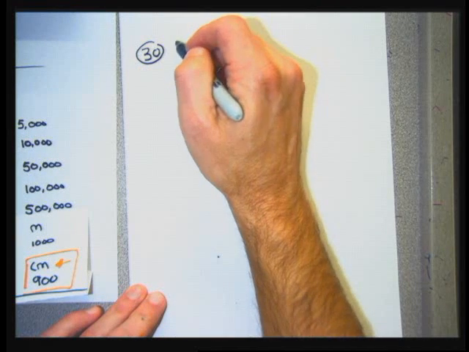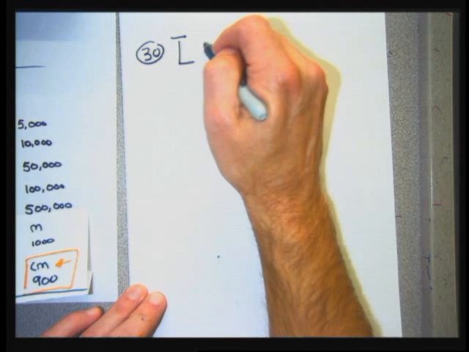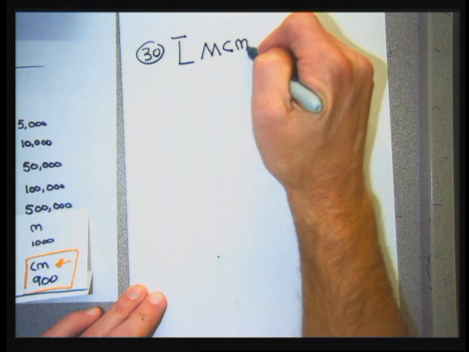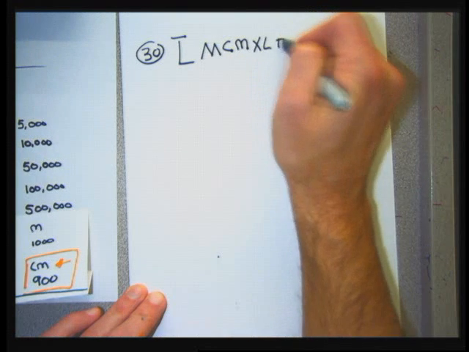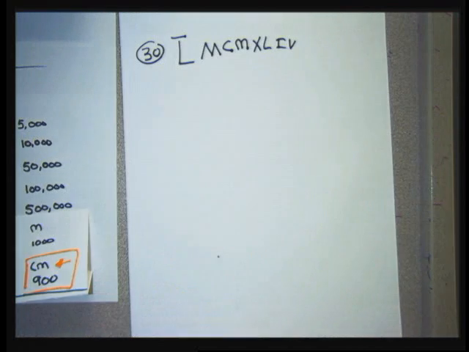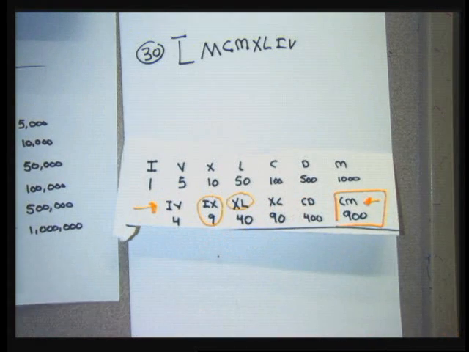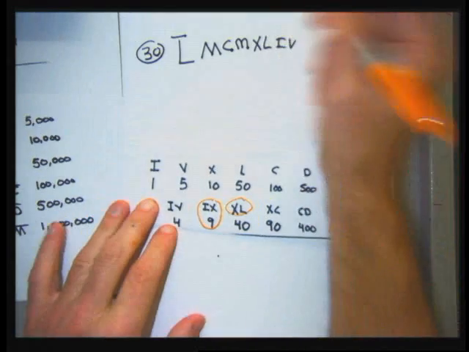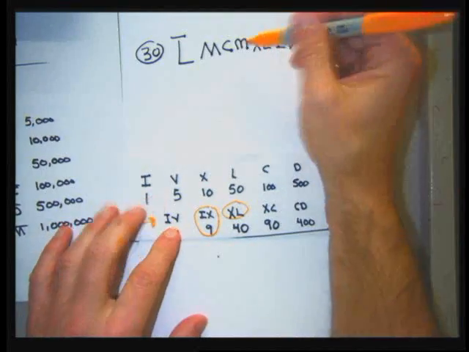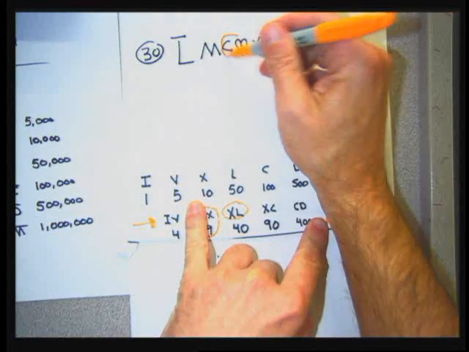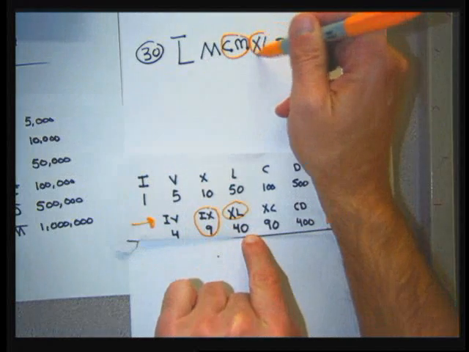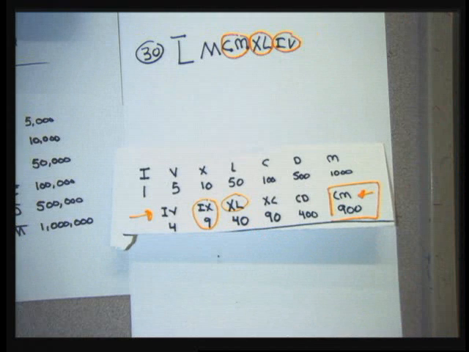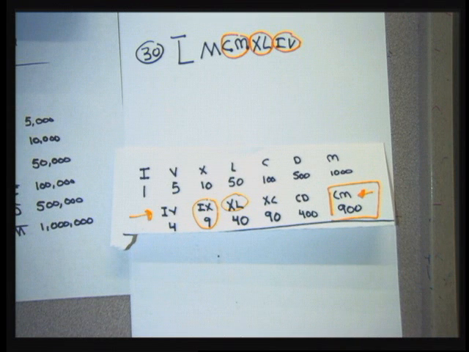but they exist. So 30 gives me an L bar and an MCM XL IV. I'll deal with the bar separately, but first I'm looking for any backwards, any 4s, 9s, 40s, 90s, 400s, or 900s. And as I look at this, I see a CM, and a CM is a 900. I see an XL, and XL is a 40, and I see an IV, and IV is a 4. So I have a 900, a 40, and a 4.